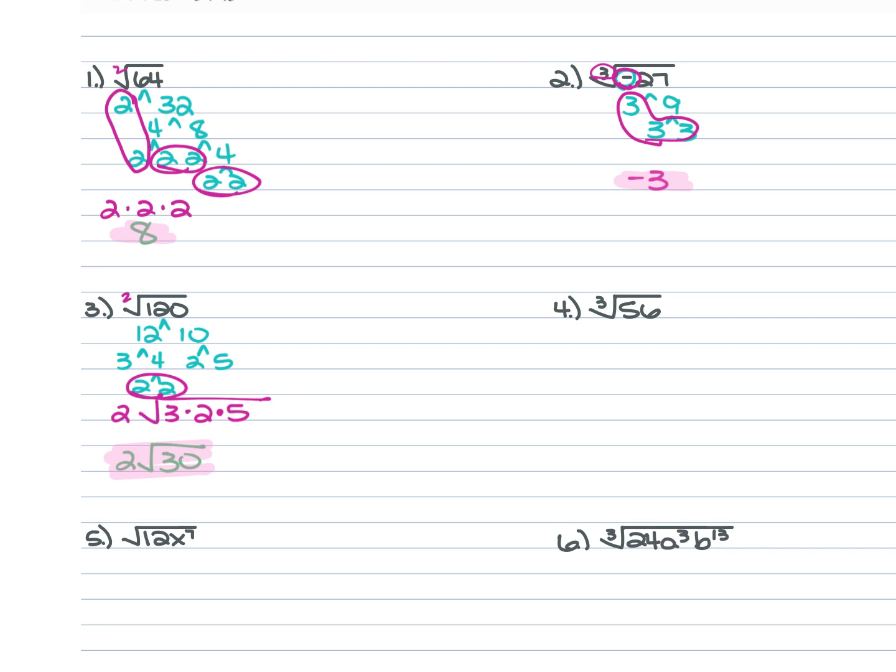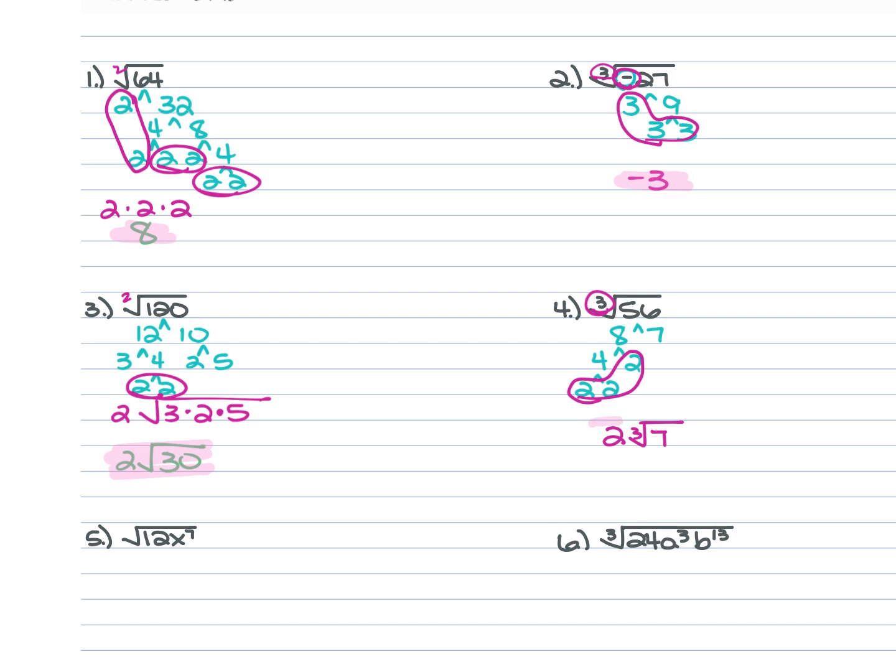For number 4, you're working with the cube root of 56. We know that 56 is 8 times 7. 7 is a prime number, but 8 breaks down to be 2 and 4. And that 4 breaks down to be 2 and 2. You're taking the cube root, so you're looking for a set of 3 of the same number. You have 3 2s, 1 comes out. That 7 doesn't match up with another 2 7s, so it stays under the cube root.